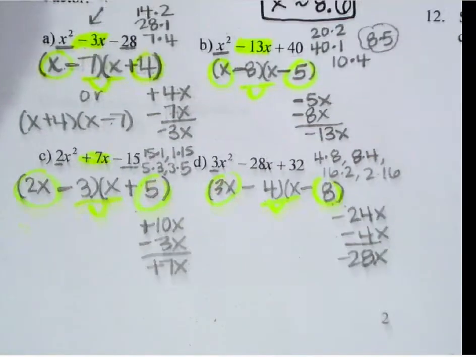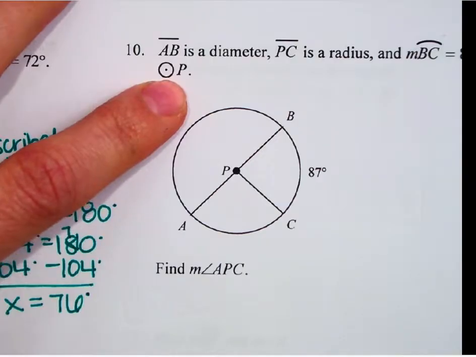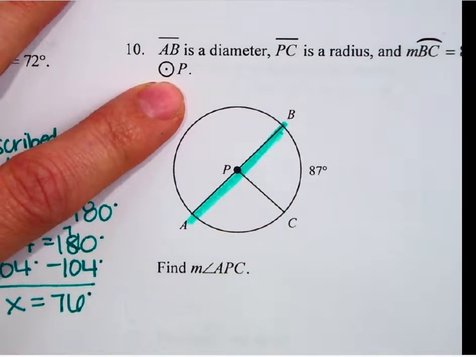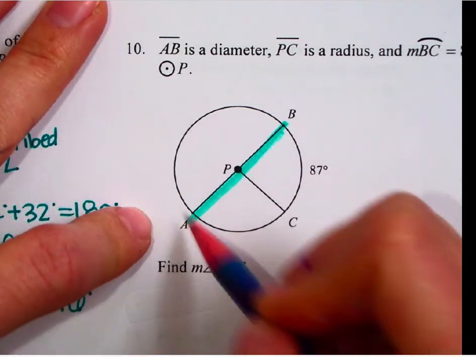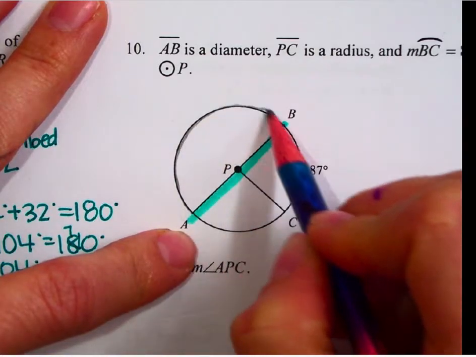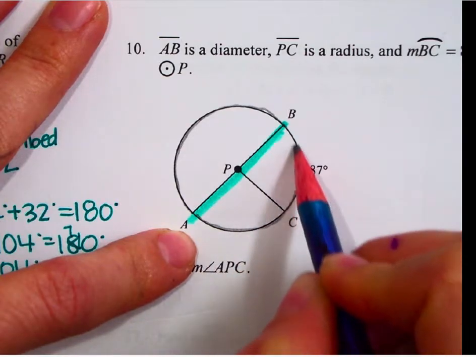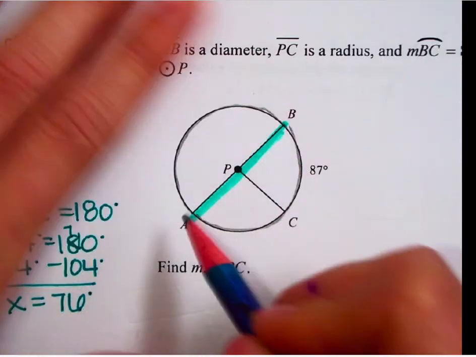Okay, back to circles. AB is a diameter. When they tell us that AB is a diameter, that's dividing our circle into two semicircles. So this entire 360 degrees we can now think of as this being 180 degrees, and then this 180 degrees. So we think of it as basically dividing the circle into two.